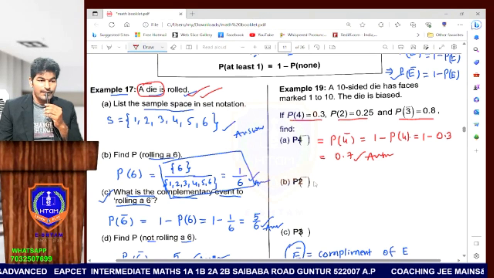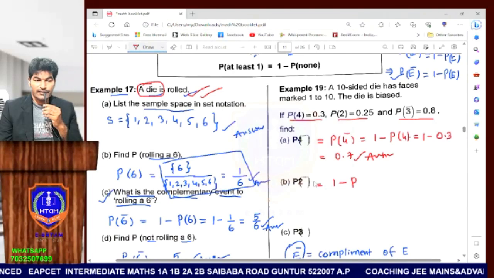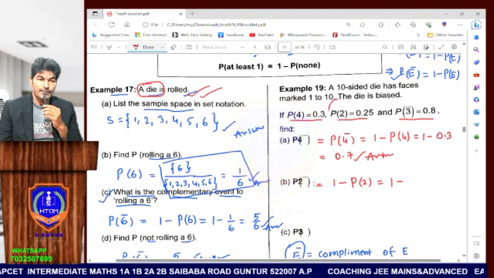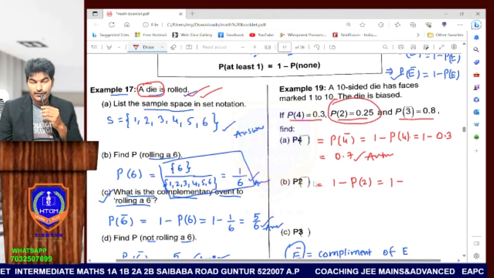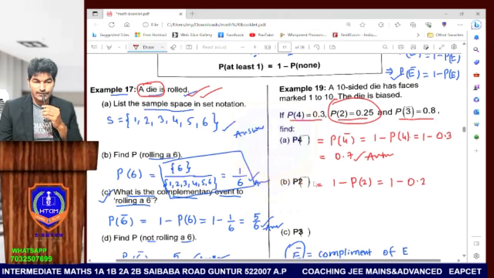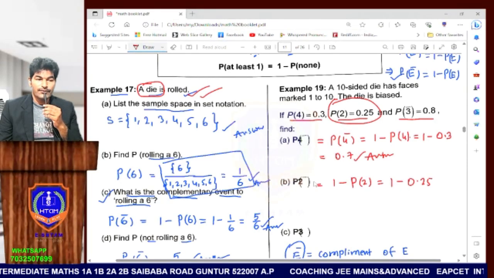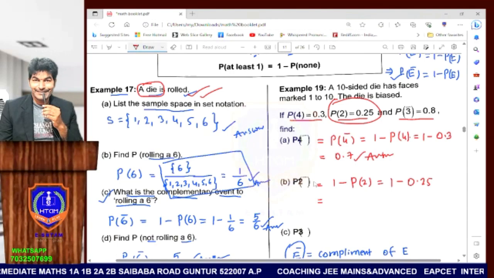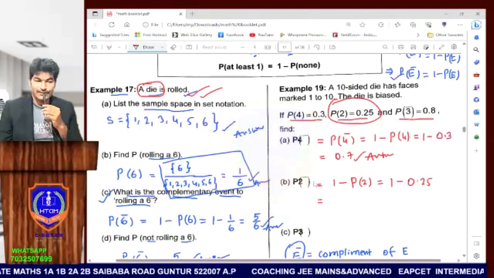Next, he said P of 2 bar. P of 2 bar means, according to definition, 1 minus P of 2. That means 1 minus, how much is P of 2? 0.25. Yes, 0.25. You know how to subtract these values? Either you can use 0.75, yes, 0.75.